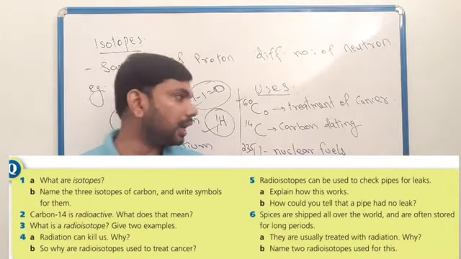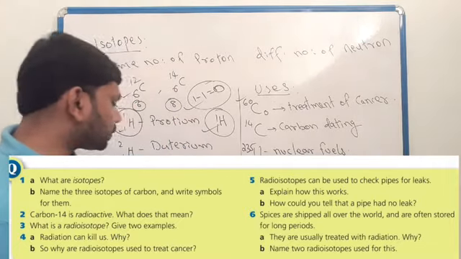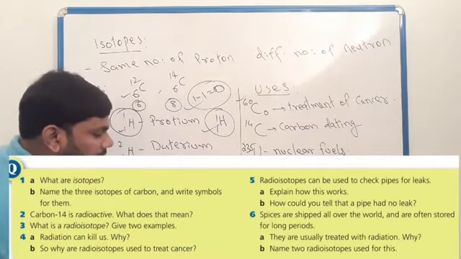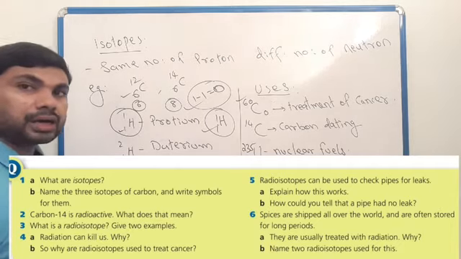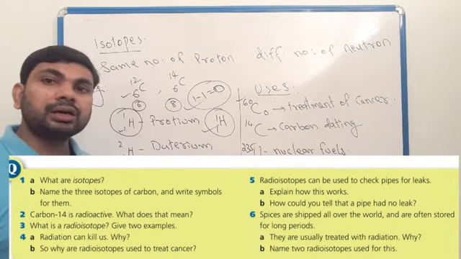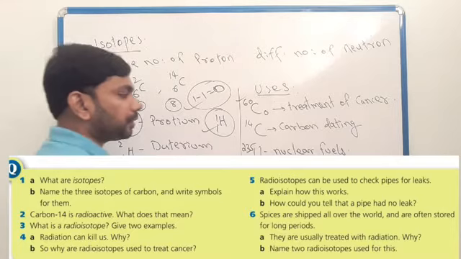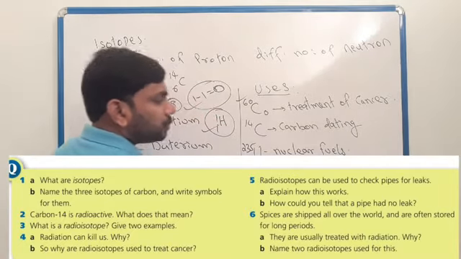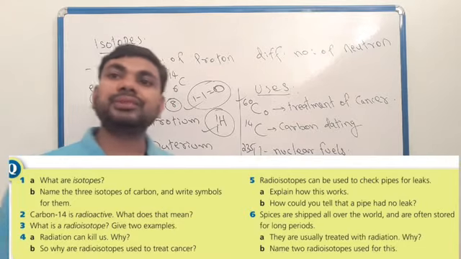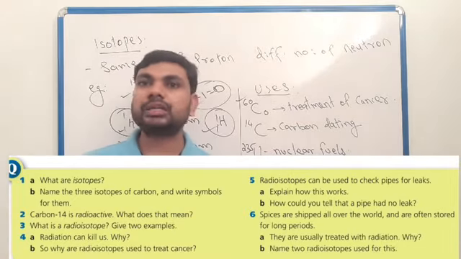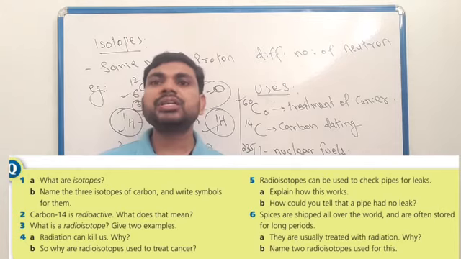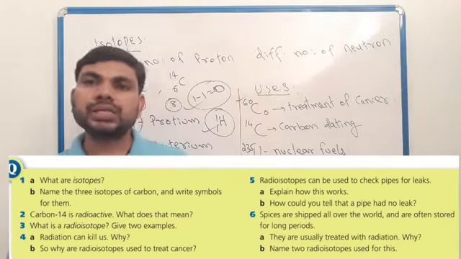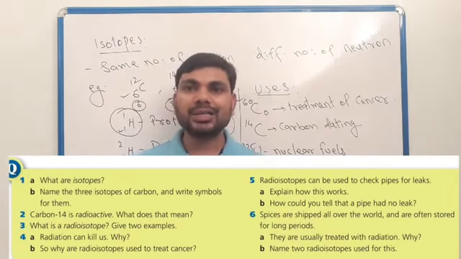Also another radioactive isotope, iodine-131. Iodine-131 is used for the treatment of the thyroid gland. So these are the different uses of radioactive isotopes.